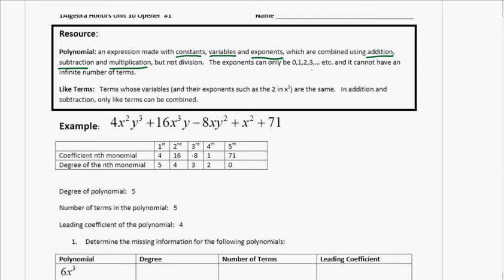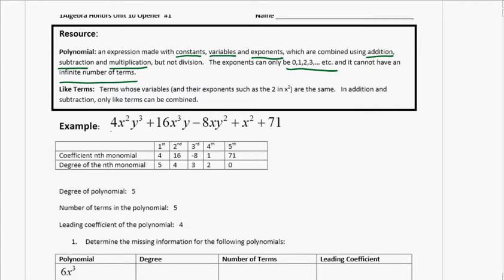The exponents can only be 0 through 3, or 0, 1, 2, 3, etc., meaning all the whole numbers, no fractions, no decimals, and cannot have an infinite number of terms. We also define like terms as terms whose variables and their exponents are the same. In addition and subtraction, only like terms can be combined. So let's look at this example.